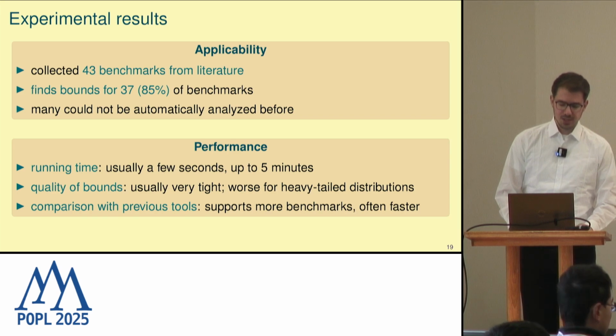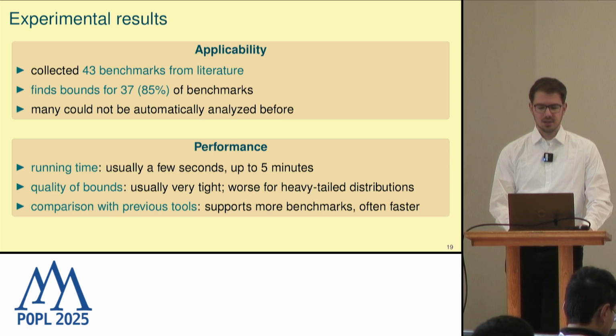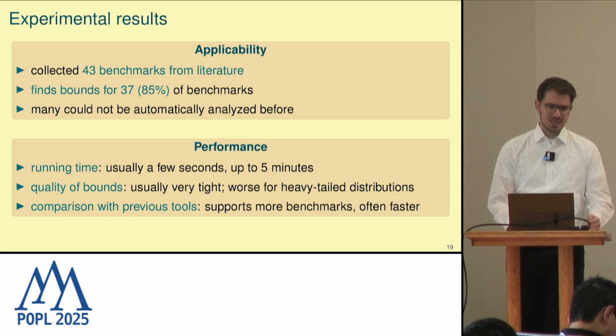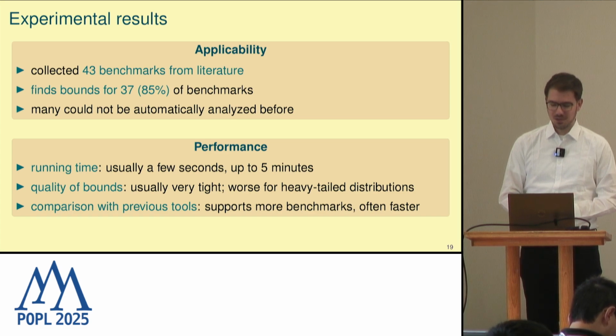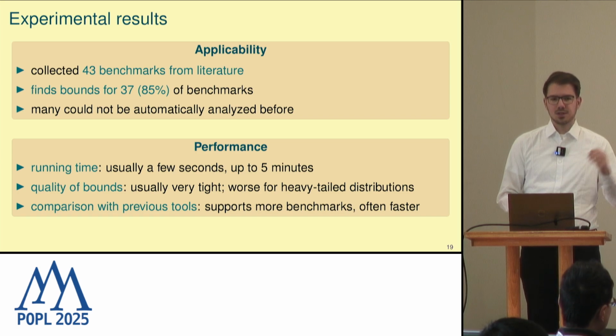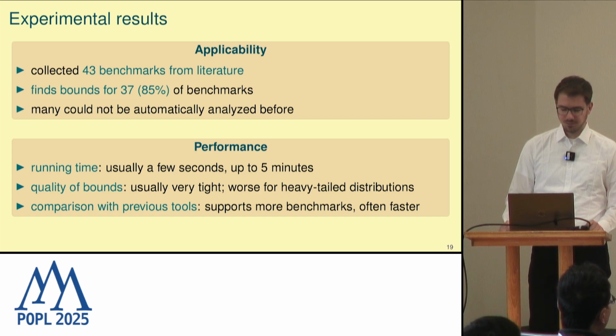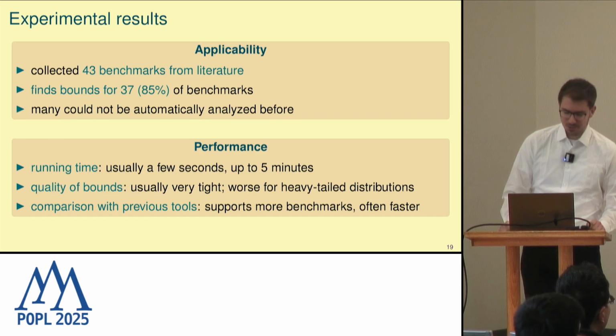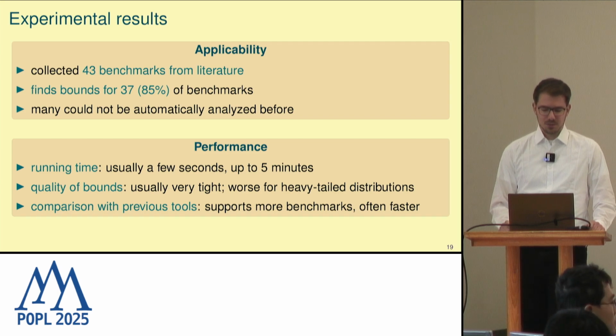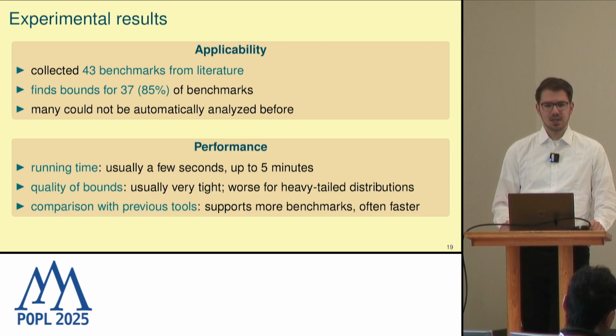In terms of performance, the running time was usually a few seconds or less. For complicated examples, it went up to 5 minutes. The quality of the bounds is difficult to summarize, but I would say it's usually quite tight. But it gets worse for distributions with heavier tails. We also compared with some previous tools. And the summary is that our tool supports more benchmarks and is often faster.